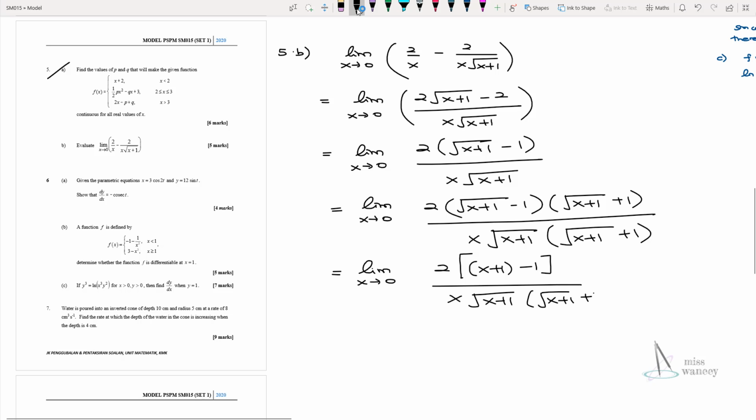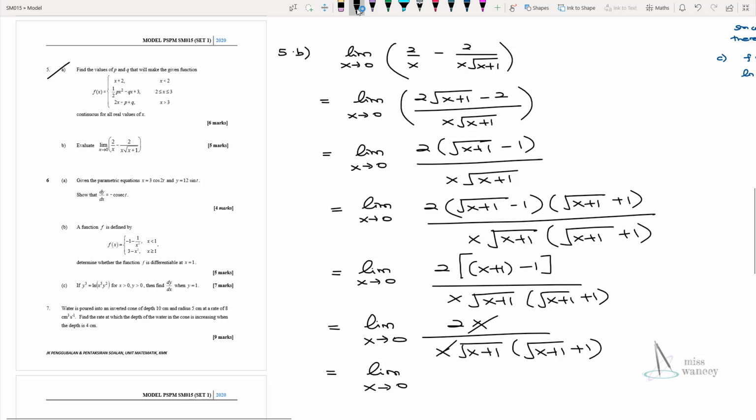Okay, so this is x, and then square root of x plus 1, and then square root of x plus 1 plus 1. So substitute, simplify first. So this is the limit of x approaches 0, 2x over x, square root of x plus 1, square root of x plus 1 plus 1. So get rid of the x. So I no longer have anything that will give me 0 over 0. So congratulations to myself. So this is 2 over square root of x plus 1 times square root of x plus 1 plus 1.